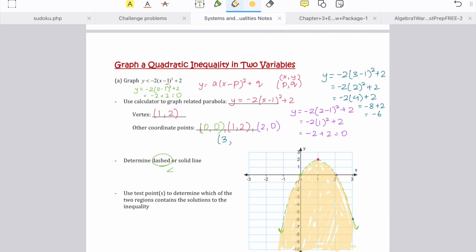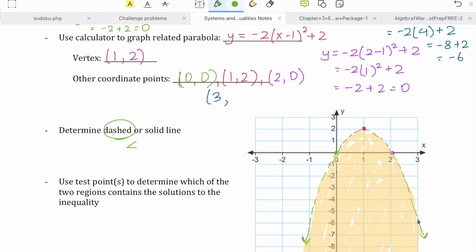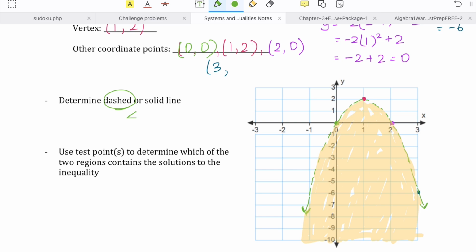Okay, now, will this be part of the solution? Will this be part of the solution? Can I see a thumbs up for yes and thumbs down for no? Why not? It's dotted. Good. Okay. Can I take a test point that's here, not on the line? Will 1, 1 work as my test point?